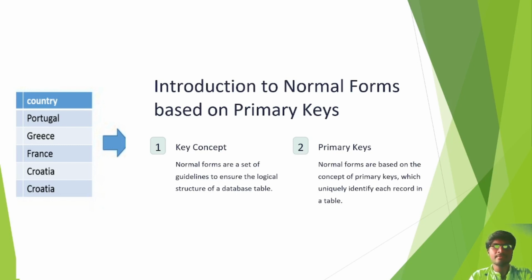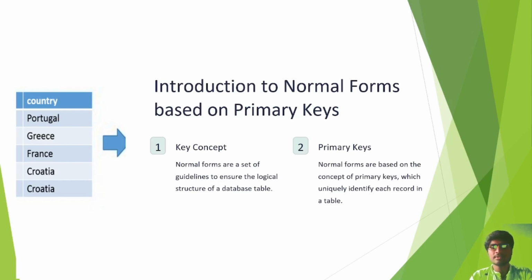Key concepts. Normal forms are a set of guidelines to enhance the structure of a database table. What about the primary key? Normal forms are based on the concept of a primary key, which uniquely identifies each record in a table. Is it right? As I told, it will identify each unique record in a relation.